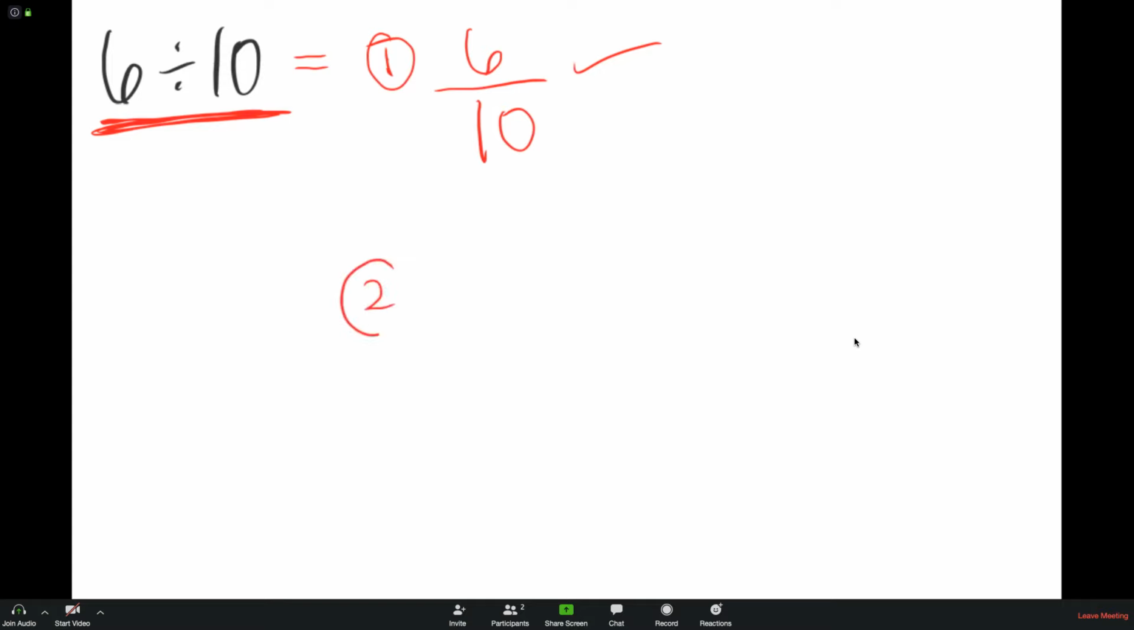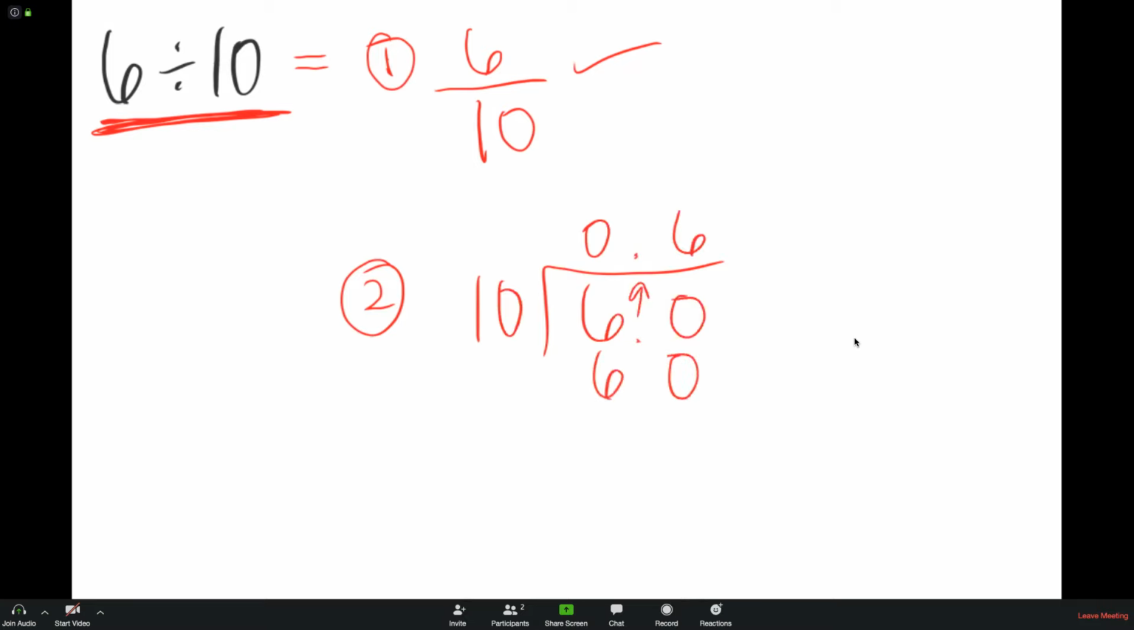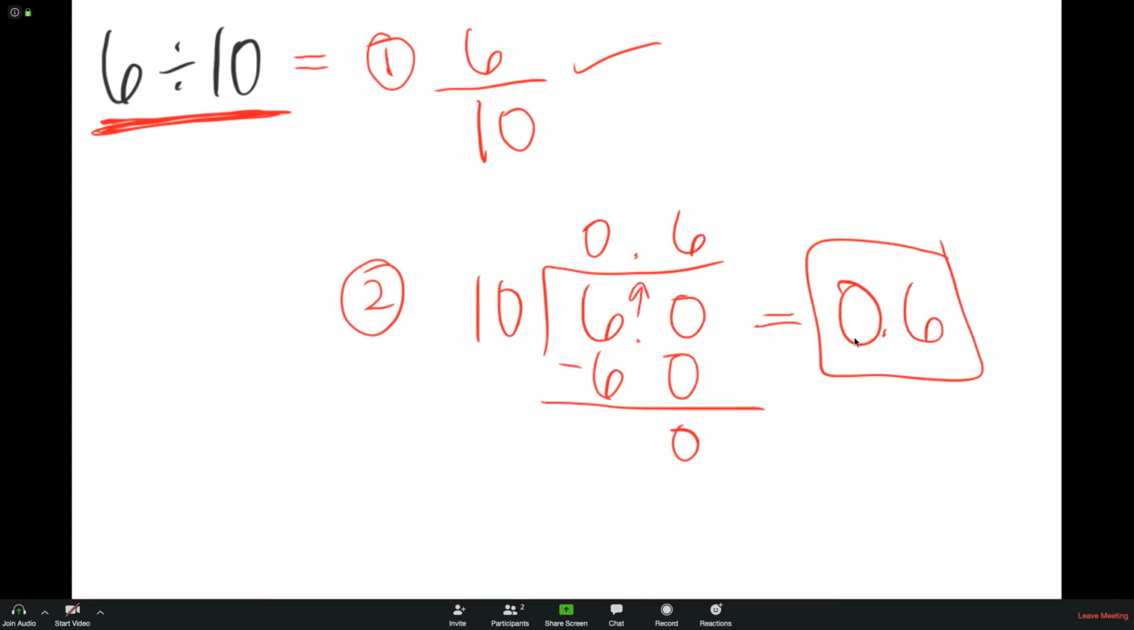Then we're gonna do it as a decimal. So 10 on the outside, 6 on the inside for long division. 10 does not go into 6, so we need to add a decimal to continue our problem and add a 0. 10 goes into 60 6 times evenly, no remainders, so our decimal answer is 0.6, and we represented it both in a fraction and a decimal problem.